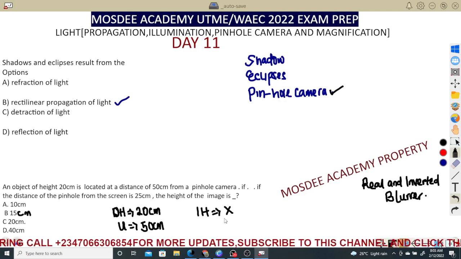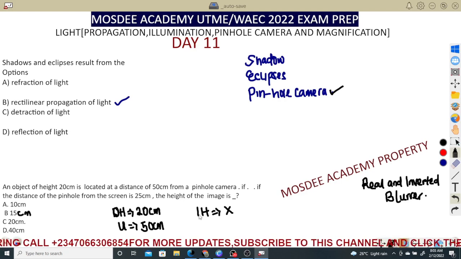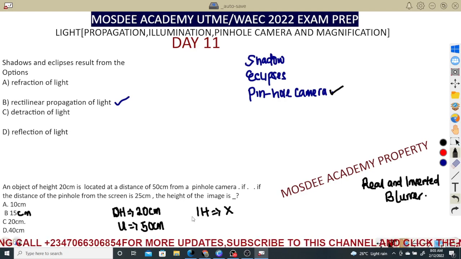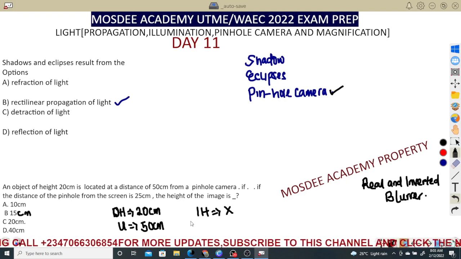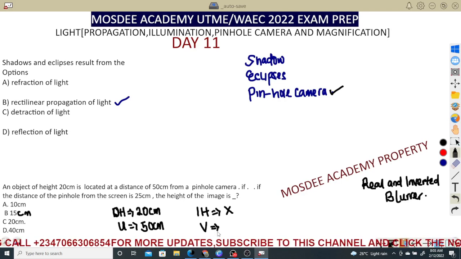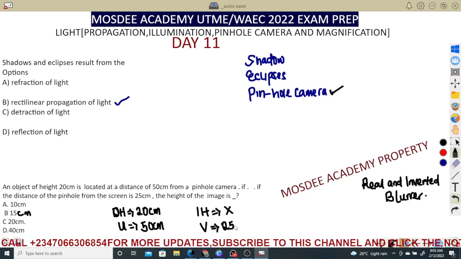Let me call it X. Now, the distance of the pinhole from the screen, where what is formed on the screen is the image. In physics, we use V to represent image distance. We'll take that as 25 centimeters.